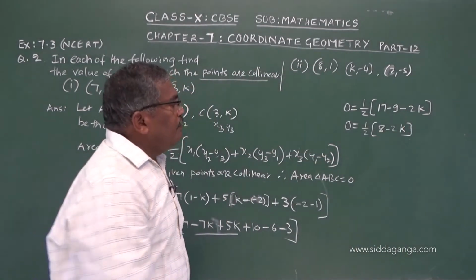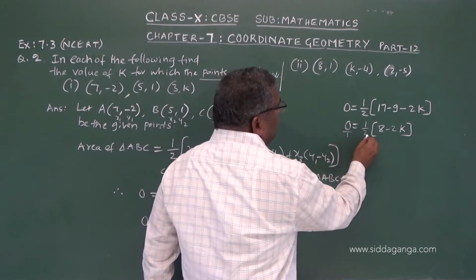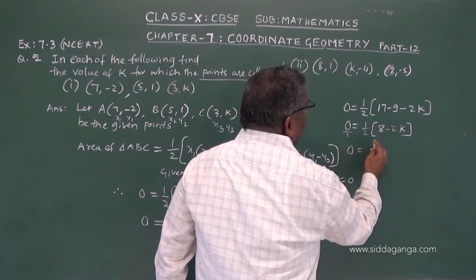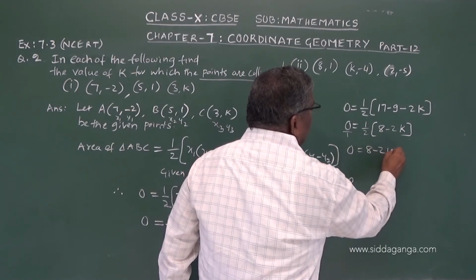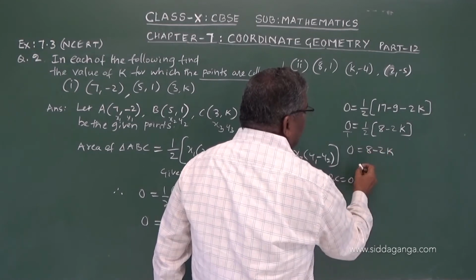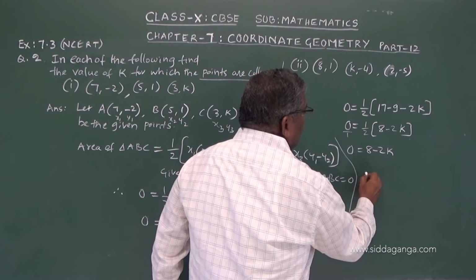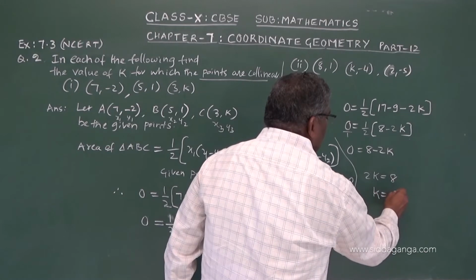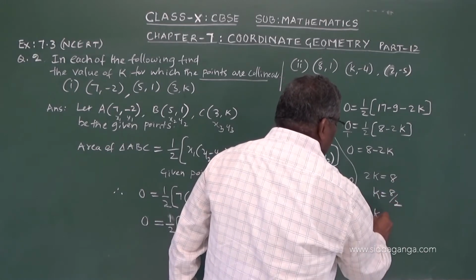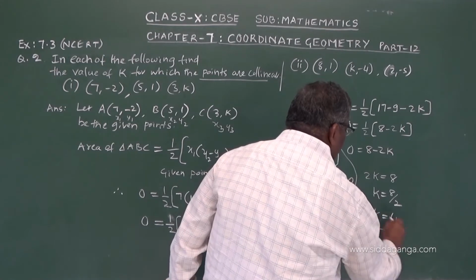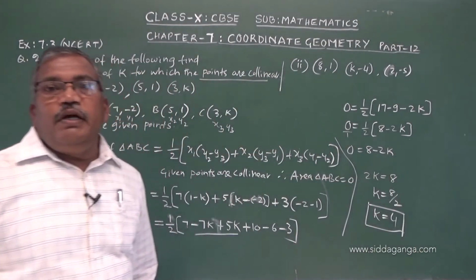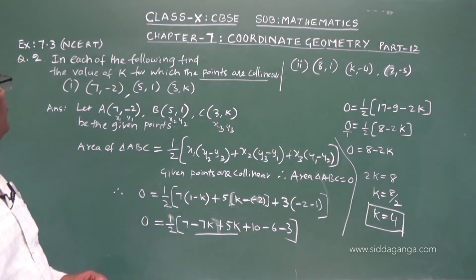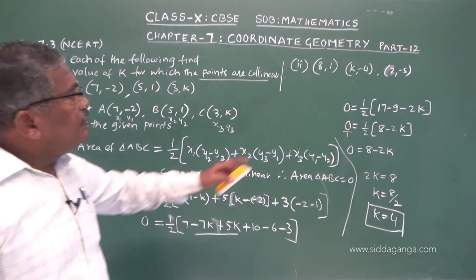Now if you cross multiply, 0 into 2 is 0, and you get 8 minus 2k. Transfer this to the left hand side. So you will get 2k equals 8, or k equals 8 by 2, k equals 4. So the value of k is 4. Now I will erase this, then I will take up the second one.